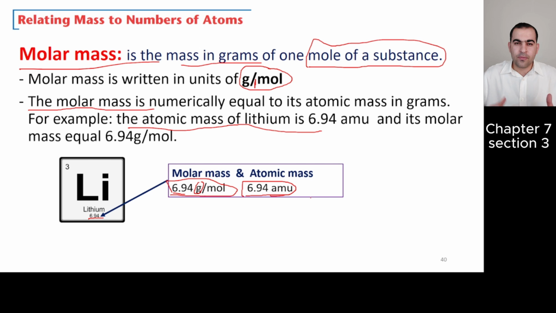For example, 10 centimeters and 10 kilometers. Both are 10, numerically the same, but different units. 10 centimeters is very small compared to 10 kilometers. Also 6.94 gram is much larger than 6.94 AMU. So the atomic mass and molar mass of any element are the same numerically, but in different units. Of the elements, we have 118, and their molar masses are given, they're known.